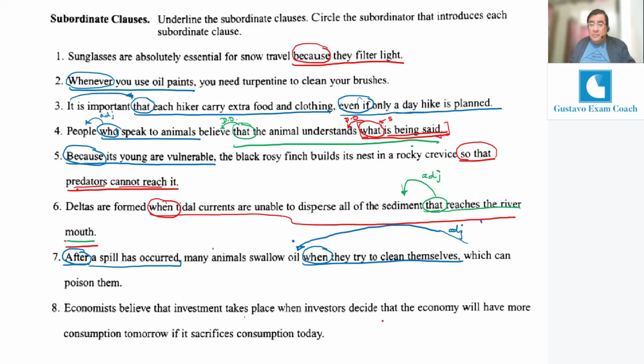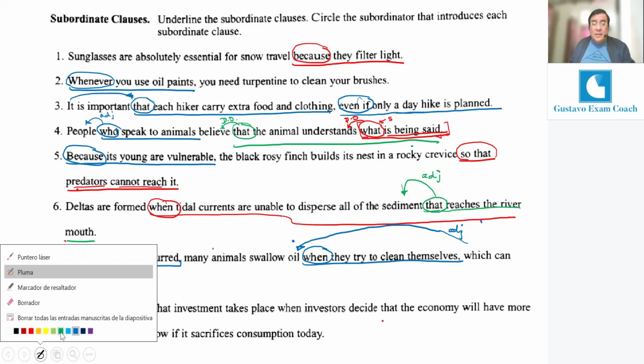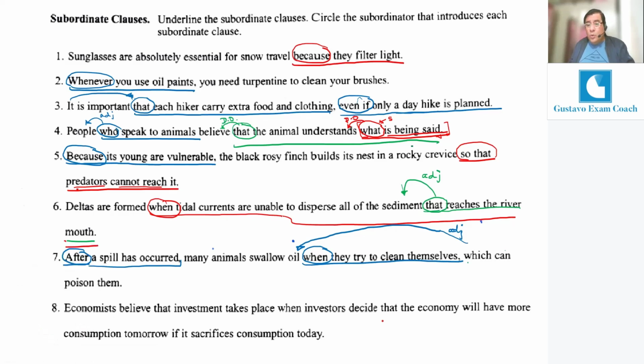And the whole thing, we can underline it with another color, which can poison them. We can see which is the subordinator, at the same time is subject, and then can poison, right? This can poison is the conjugated verb. So all of it is working as a sort of adjective for oil, right? Oil is being modified by that clause. So we have these three subordinate clauses here. What about number 8?